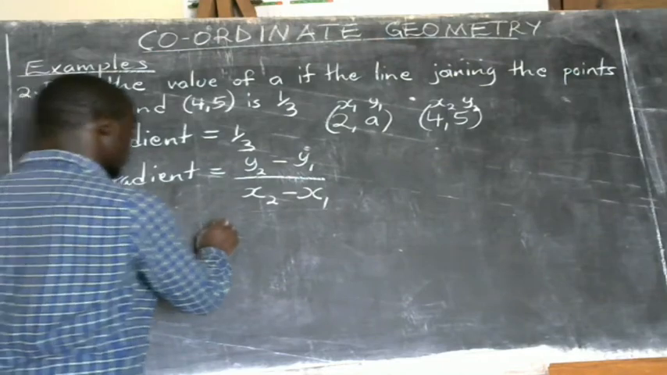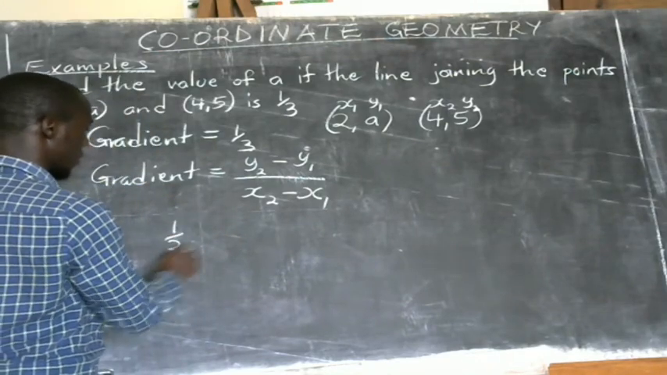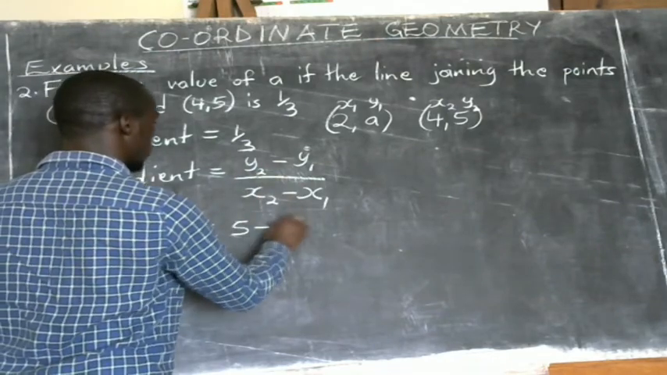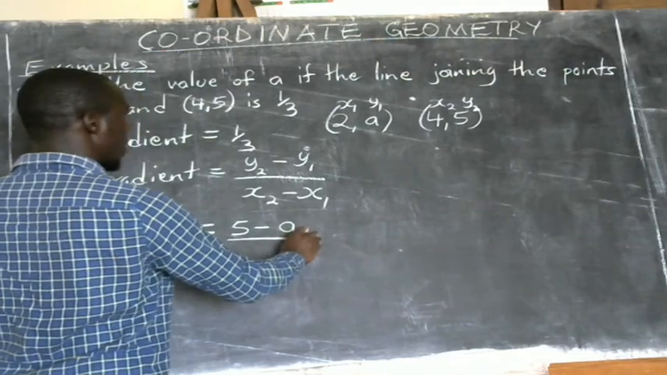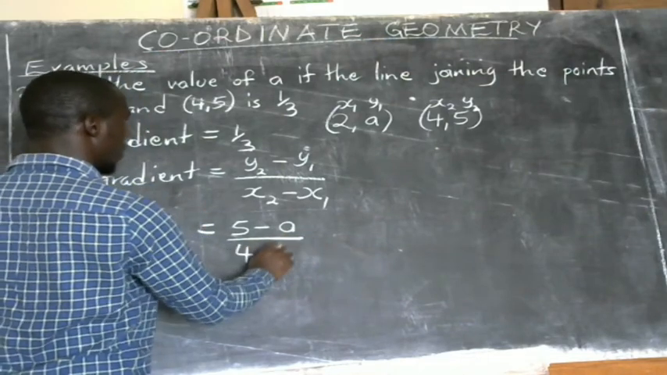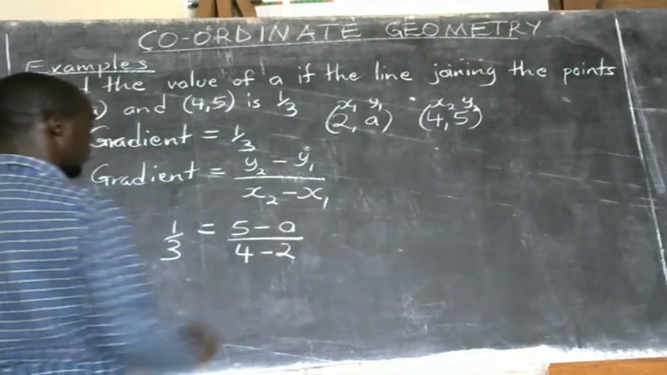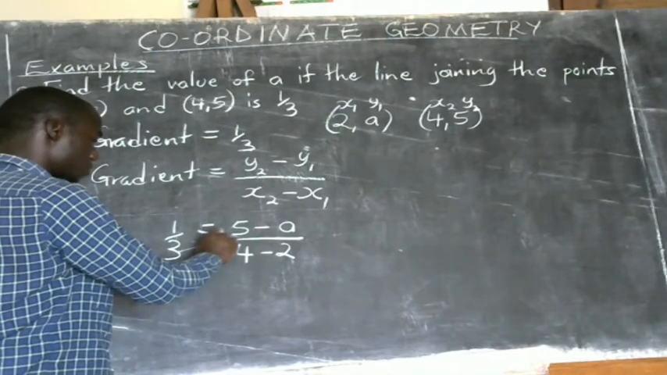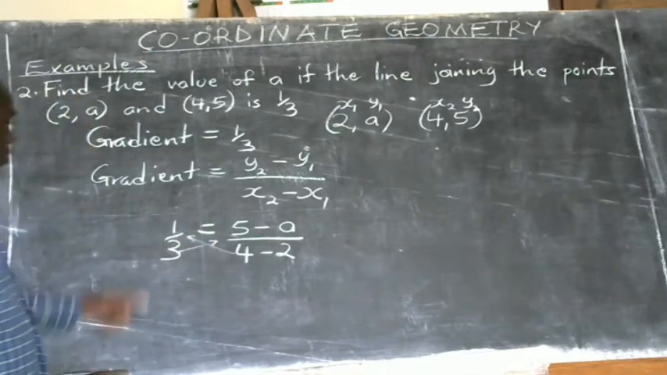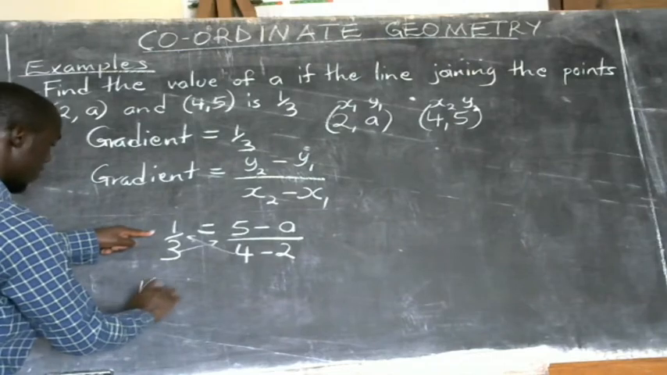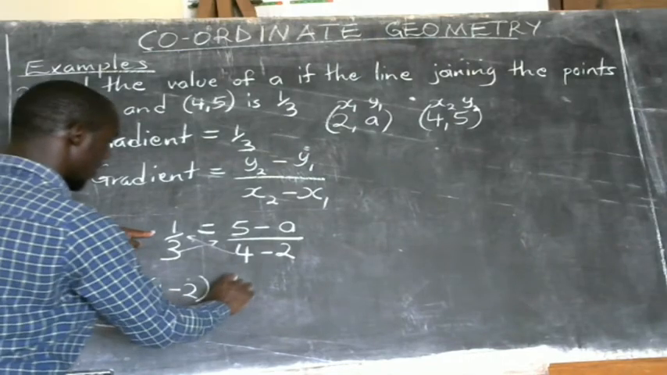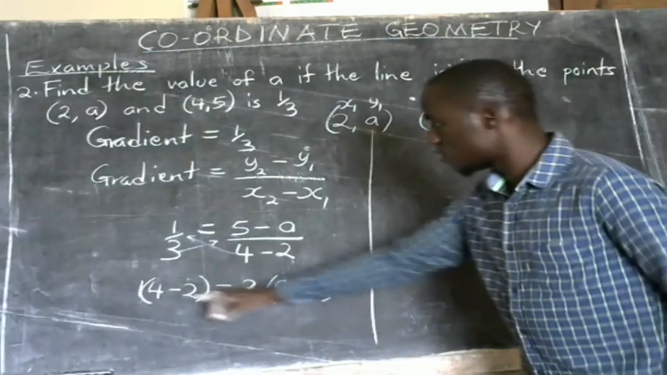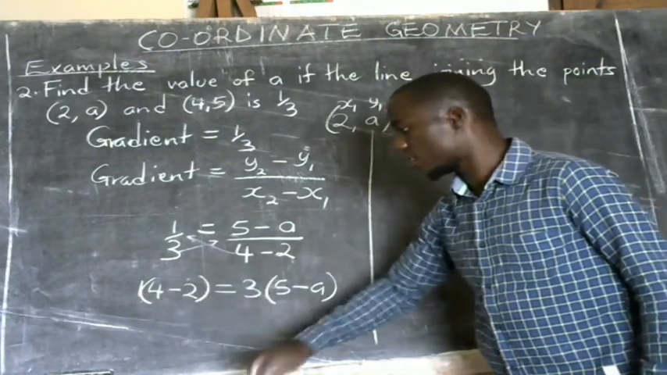So this one is going to be equal to, a third is equal to my 1, y2 is 5, then minus y1, which is a, divided by x2, which is a 4, minus x1, which is a 2. Now I'm having 2 fractions either side, so I can cross multiply. So the 1 is going to multiply the 4 minus a 2, then is equal to a 3 to multiply 5 minus a.